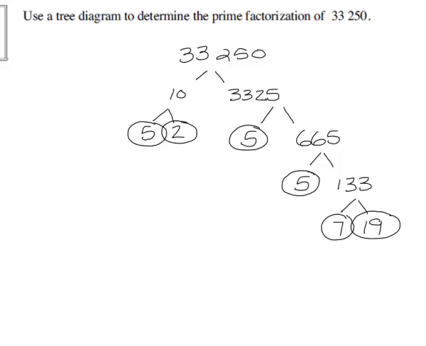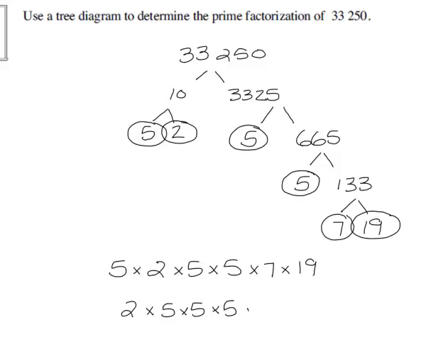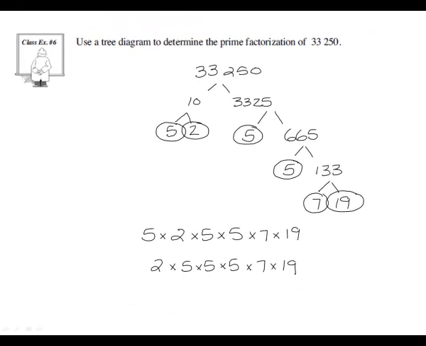Be sure to list out your answer as 5 times 2 times 5 times 5 times 7 times 19. We need all of those prime numbers to be the prime factorization. Another option would be to write them in numerical order: 2 times 5 times 5 times 5 times 7 times 19. As you know, when it comes to multiplication, it doesn't matter which order you multiply the numbers in. So whether you've written it like I have in the first case or the second case, both are correct.